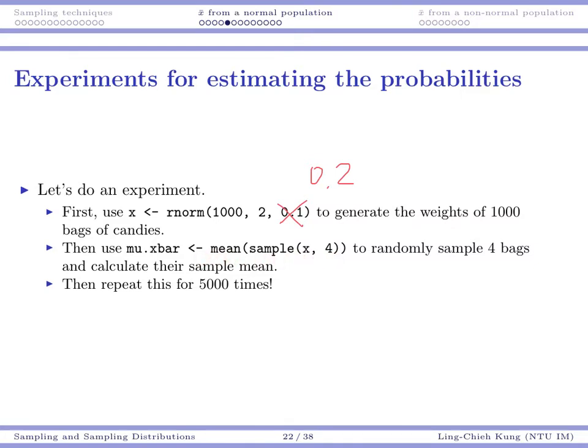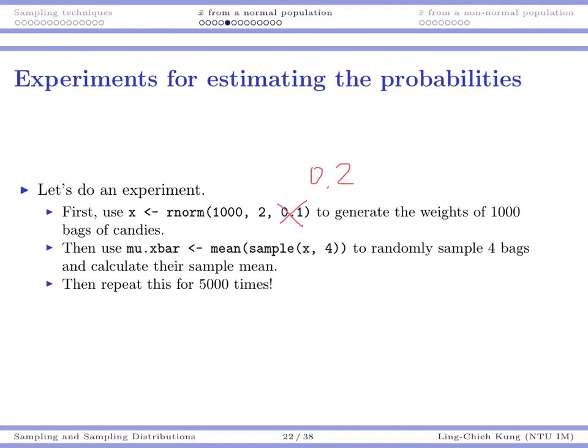This is going to give me the sample mean. I should then store my sample mean to some variable. Let's call it mu x bar, something like that. This is my sample mean. And the key here is that I need to do it 5,000 times or even more.